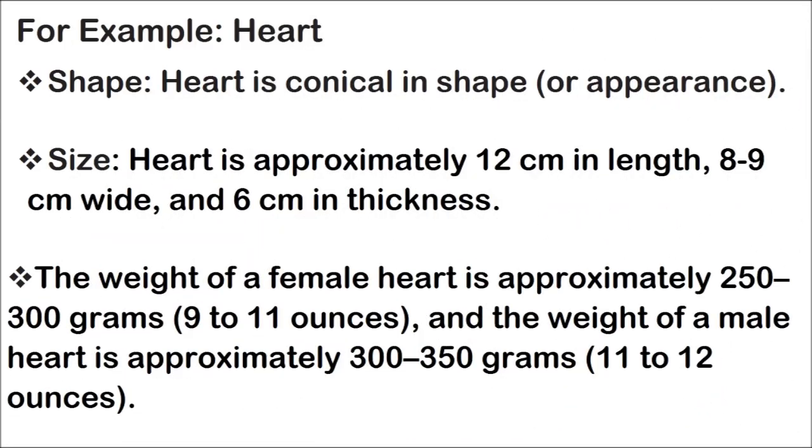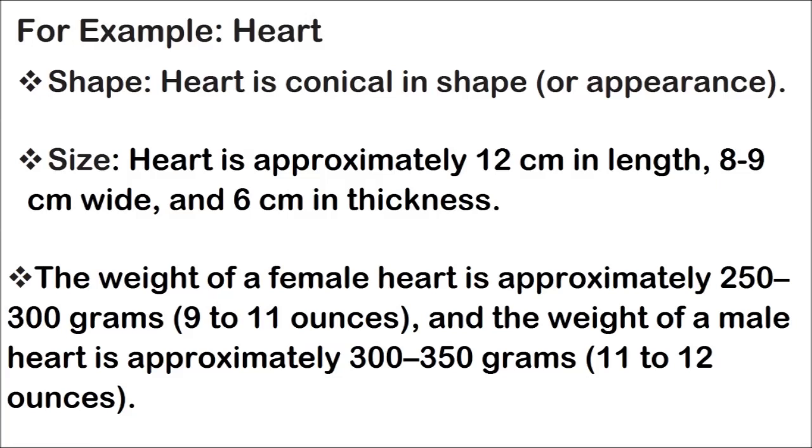First one is shape. In shape, we study about the appearance of an organ or a body part, or how an organ or a body part looks like. For example, heart. Heart is conical in shape or appearance, or we can say heart looks like a cone. Next is size. In size, we study about the dimensions like the length, width and thickness. For example, heart is approximately 12 cm in length, 8 to 9 cm in width and 6 cm in thickness.